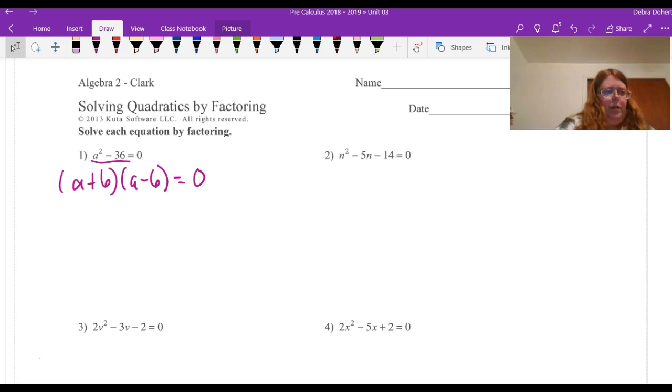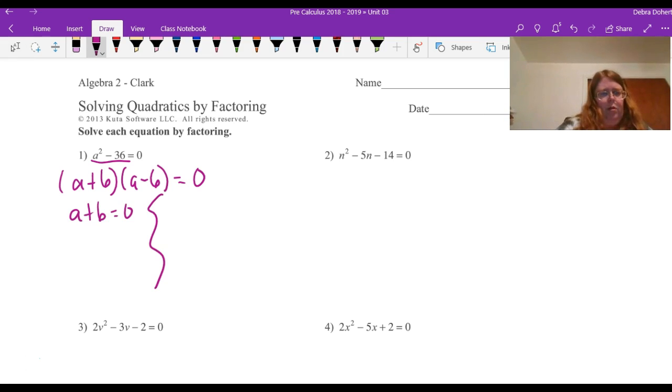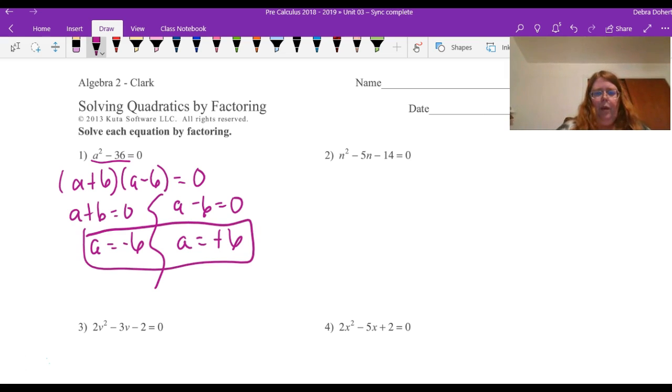Okay, so we're going to say a plus 6 equals 0 and a minus 6 equals 0. All right, so this first side becomes true when a is equal to negative 6. It's also true when a is equal to a positive 6. And we're just going to put a little box around there.